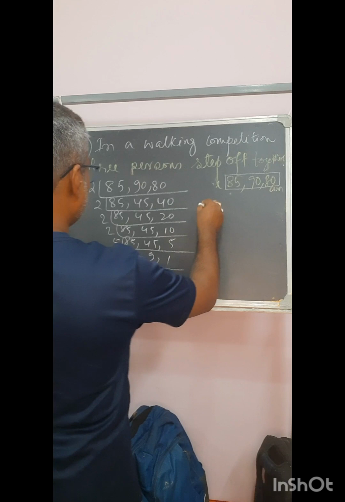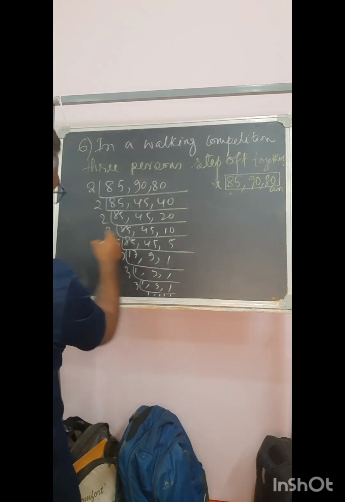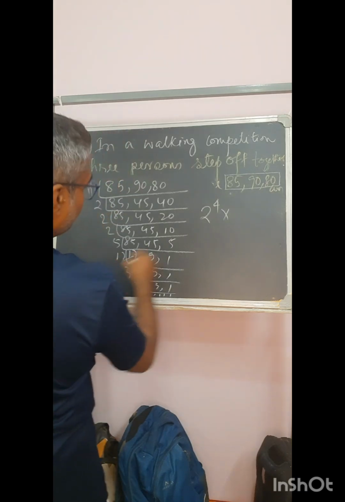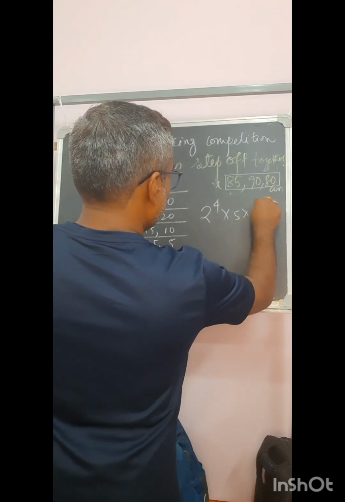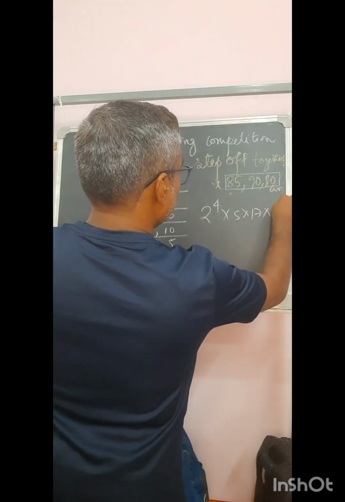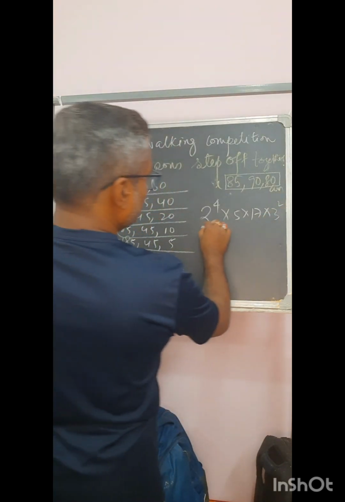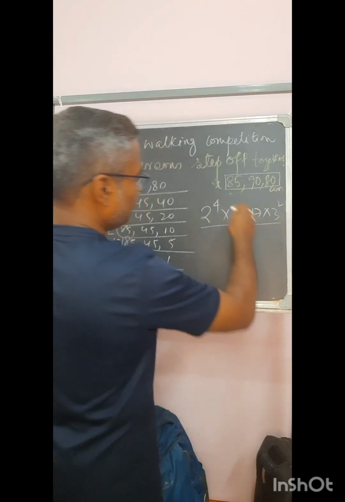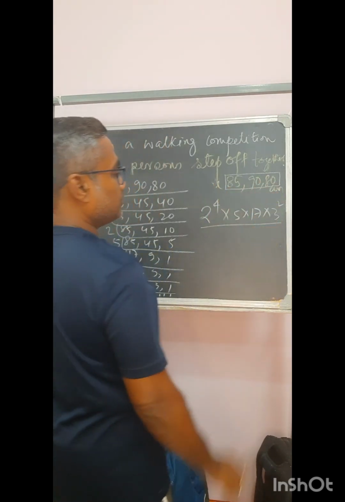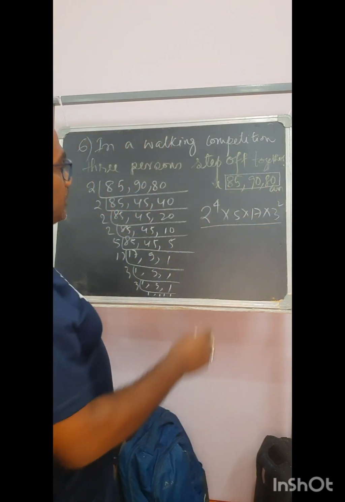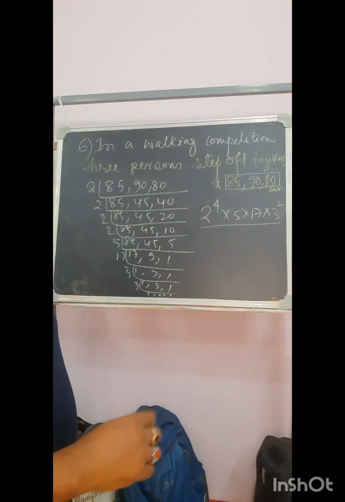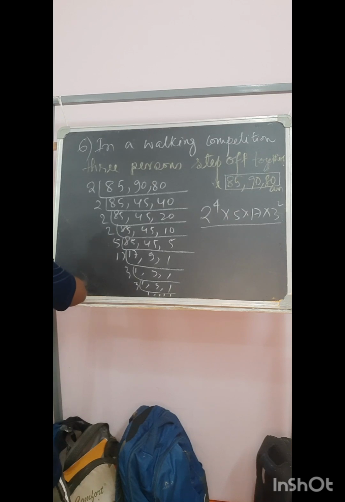So what I got is 2 to the power 4 times 5 times 17 times 3 squared. If I calculate this, I will get the next junction where these three people will meet together. It will be in centimeters, and you can convert it to meters. I am not going into the calculation, as it would unnecessarily kill my time.